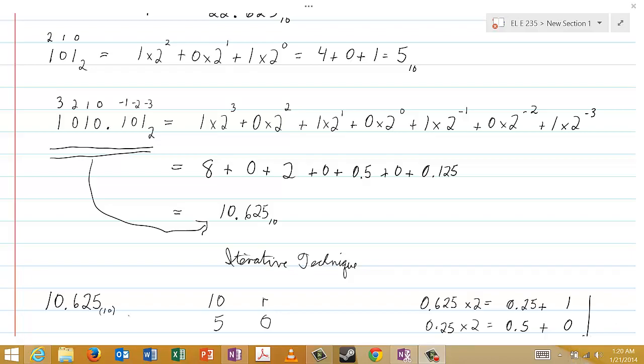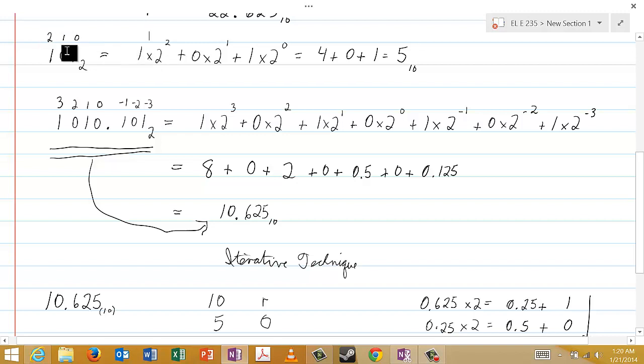Now let's look at another example. In this case, we'll look at something a bit easier. We'll have 101 base 2. So there's no fractional part this time, just a whole number part. So as usual, we'll number the positions 0, 1, and 2.